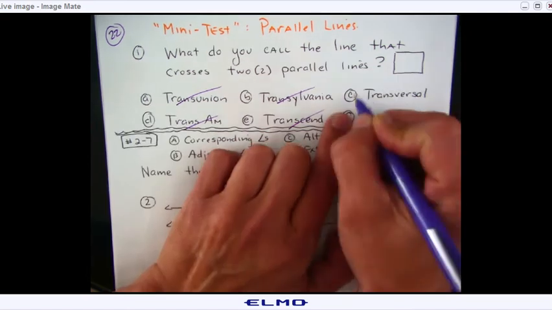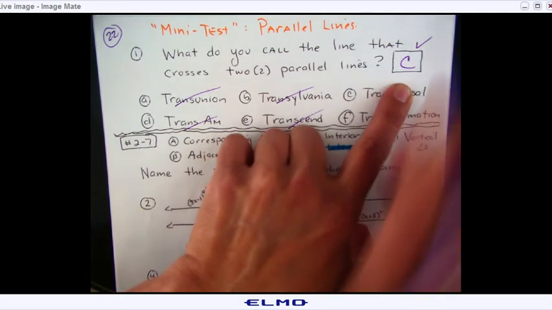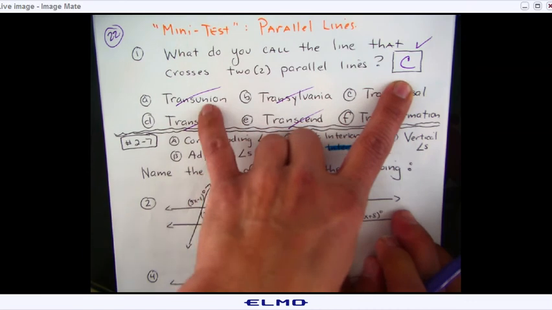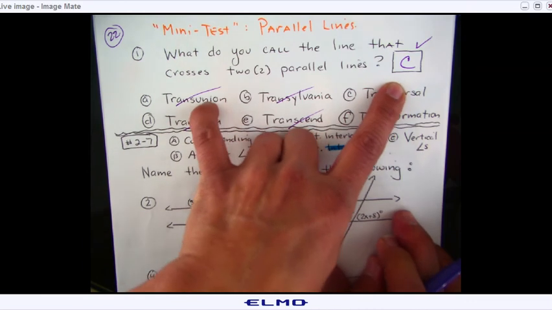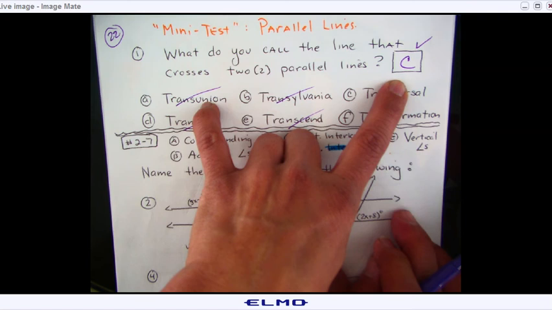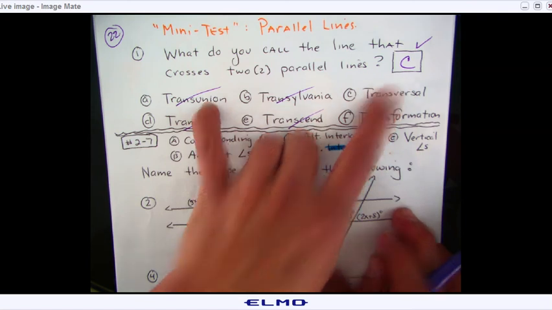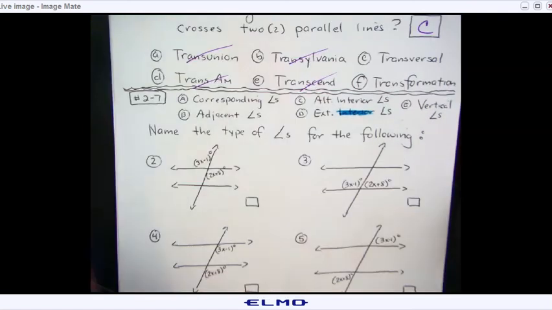Transversal. So if you put C, put a little check. That means you got it right. Okay. The next one. All right.